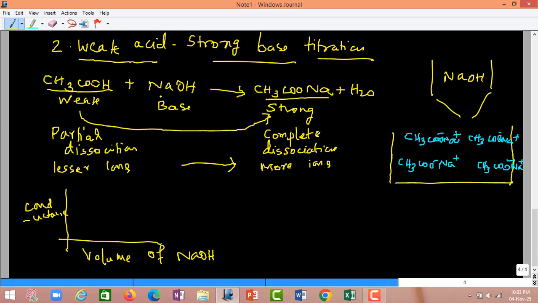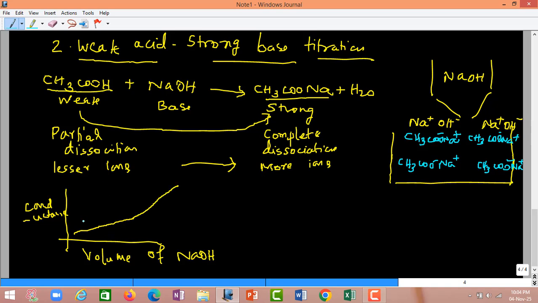what we find is that weaker acetic acid is converted to stronger sodium acetate, and so the number of ions increases and conductance increases. Now all the acetic acid has reacted, and whatever sodium hydroxide you add in excess will remain as sodium and hydroxide ion because it is a strong base. And as you add more and more sodium hydroxide, the number of ions will increase and conductance will increase further, but the slope will be different.